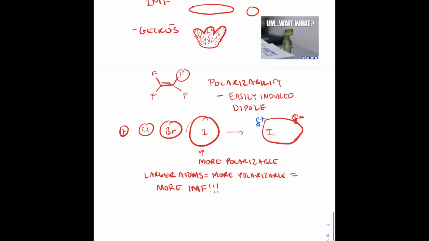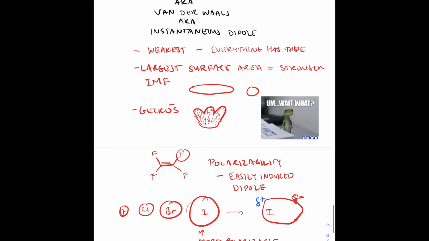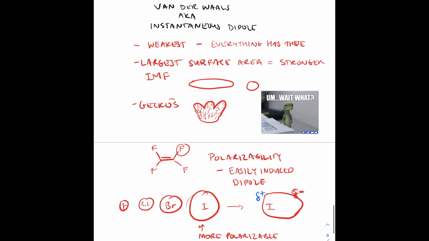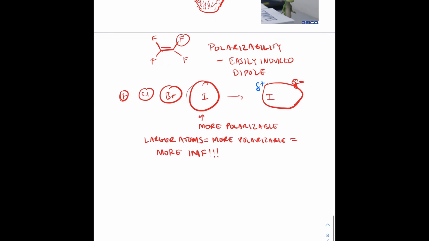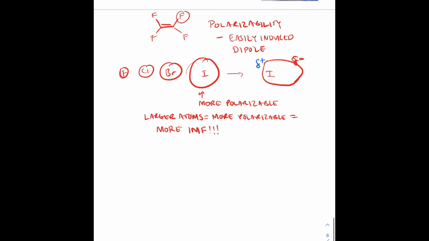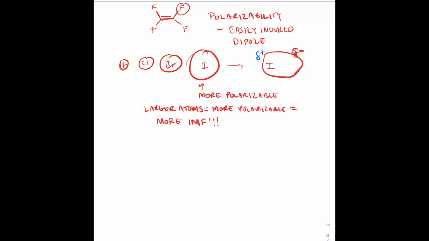So let's see, we've got our London dispersion forces, and that should be it for those guys. The compounds that are most commonly associated with having London dispersion forces are those that don't have a heteroatom, and so those would be like your alkanes, so something like hexane.